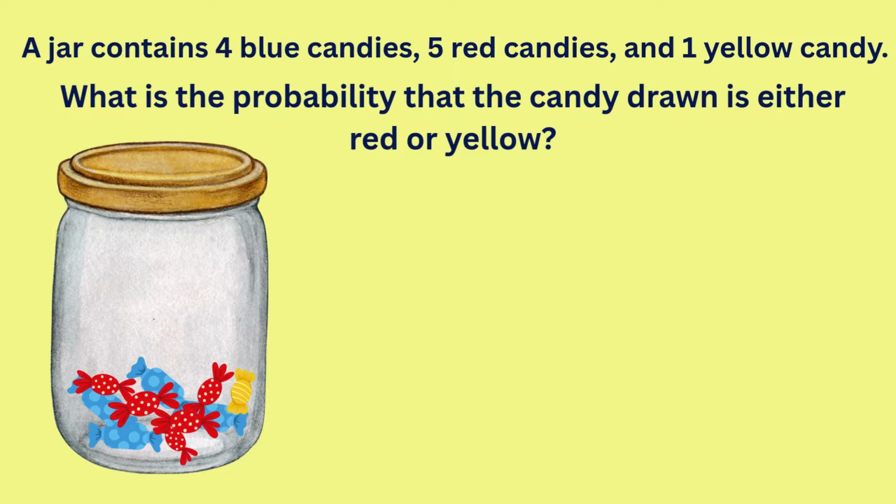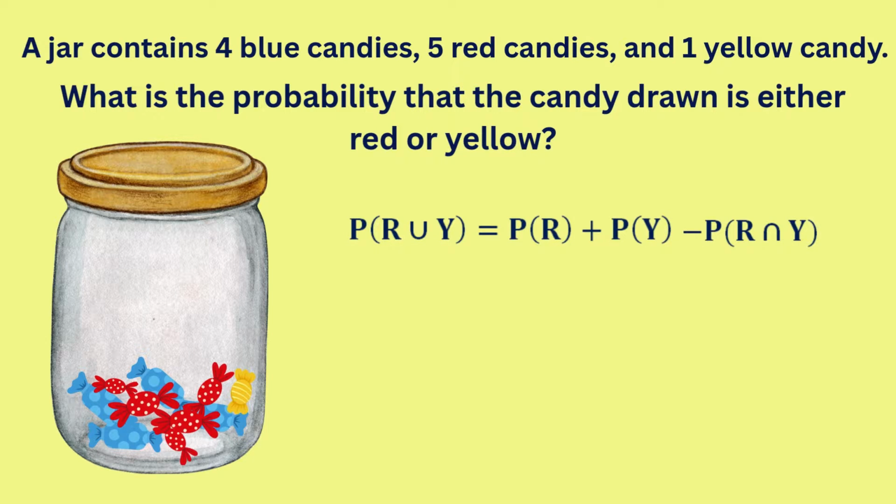Here is another example. A jar contains 4 blue candies, 5 red candies, and 1 yellow candy. A candy is randomly drawn from the jar. What is the probability that the candy drawn is either red or yellow? To find the solution, we'll use the addition rule. The probability of red or yellow is the probability of red plus the probability of yellow only, since there is no intersection. Red and yellow candies are mutually exclusive, since none of the candies have both colors.